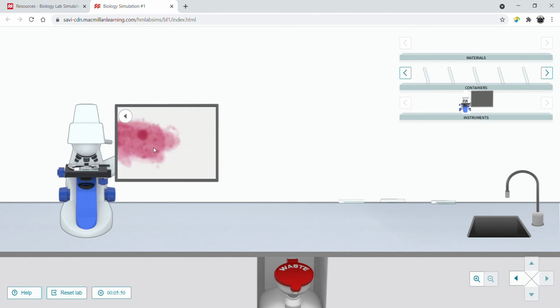Hey, there it is. That's pretty neat. And what we're going to do is focus. We're at 10x. They want us to look at 100 total magnification. That means our objective lens is in place of 10, because our ocular lens, as you recall, is also 10. That gives us 100x. And we're going to focus.